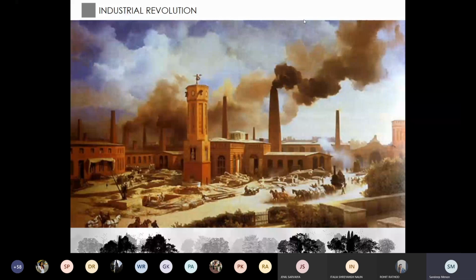And also, Indian cities have a phenomenon which European cities do not have. Can anybody tell me what it is? We have a weather phenomenon that we experience which Europe doesn't.